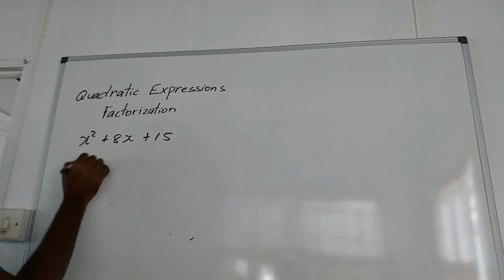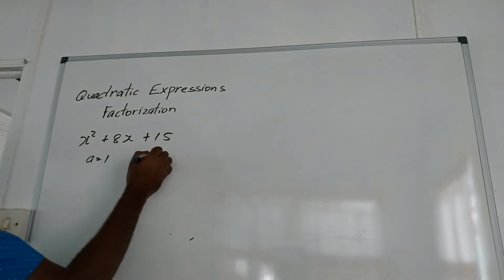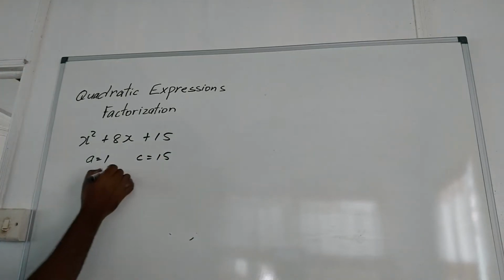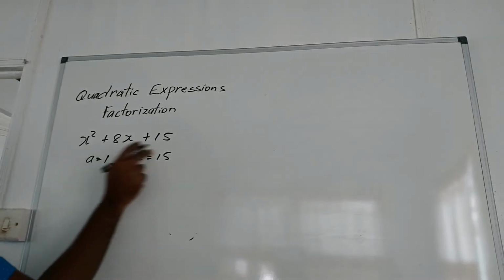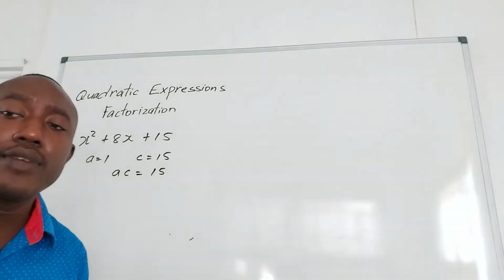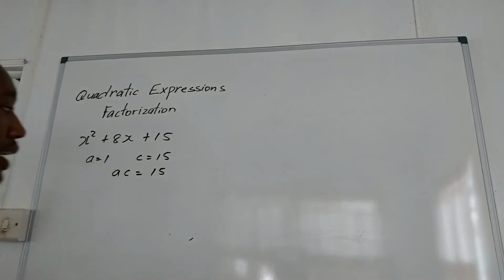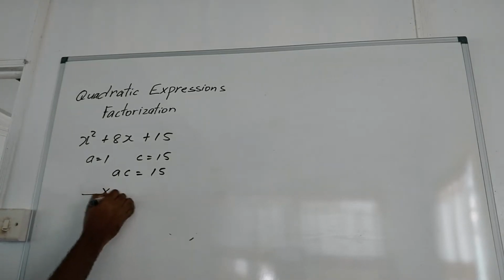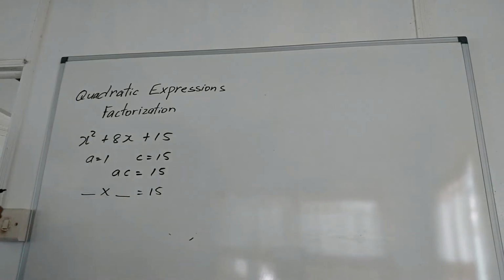In this case, A is equal to 1 and C is equal to 15. So A times C is equal to 15. The next step says that we have to find two numbers that when we multiply, we get AC. So when we multiply they must equal 15, and when we add them it must be equal to B.